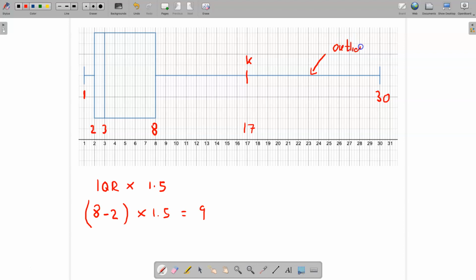So this is our rule for finding outliers, is simply to find the interquartile range, multiply it by 1.5, and add that number onto either side, if we can, from the lower or the upper quartile.